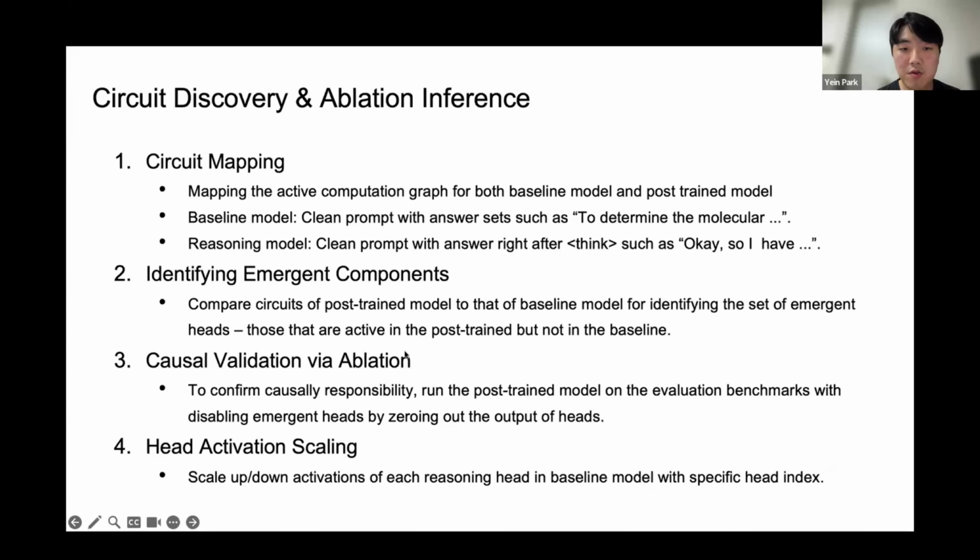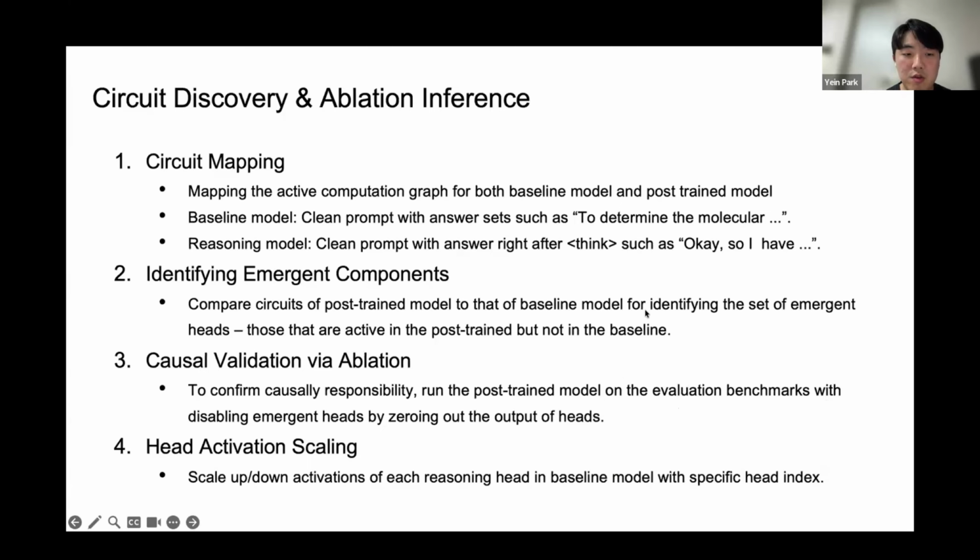And we compare circuits of post-trained models to that of the baseline models for identifying the set of emergent heads. And then we causally validate using ablations to confirm causal responsibility. And so we ablate, which means zeroing out the output of each head. Then we check the performance difference between the baseline models and the ablated models.